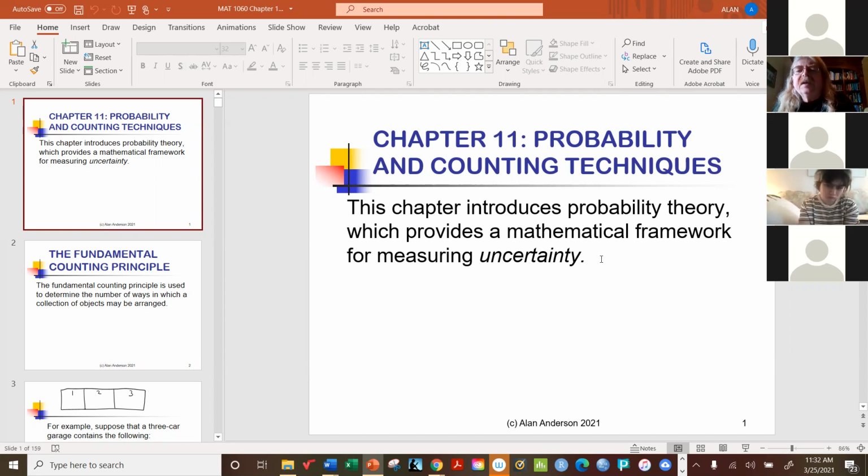So we're going to begin by noting that with probability theory, what we're trying to accomplish is to create a mathematical framework for measuring uncertainty. So if I wanted to know, for example, the likelihood of getting a 7 with a pair of dice 3 times in a row or something like that, I have to have some mathematical model that helps explain how dice work when we roll them and how likely it is that certain combinations will turn up.